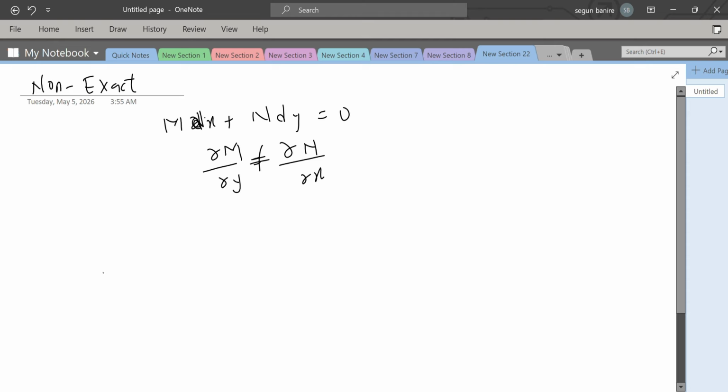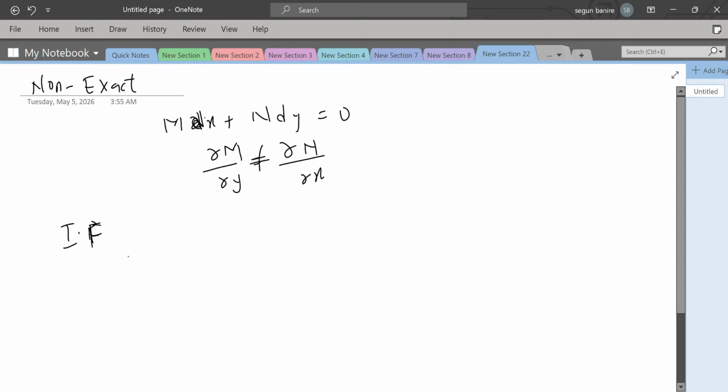So how do we solve a non-exact differential equation? The idea is that when you have a non-exact equation, we solve for the integrating factor. When we have this integrating factor, we use it to multiply the differential equation and make the non-exact equation become exact. We solve for the integrating factor, and after we have it, we use it to multiply the differential equation and then it becomes exact.